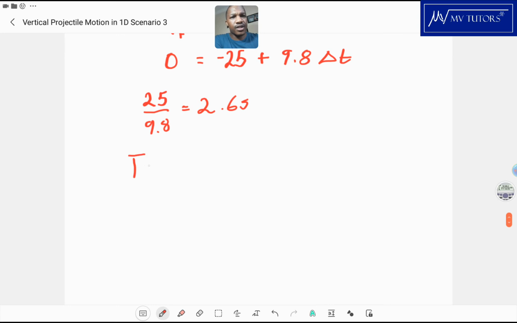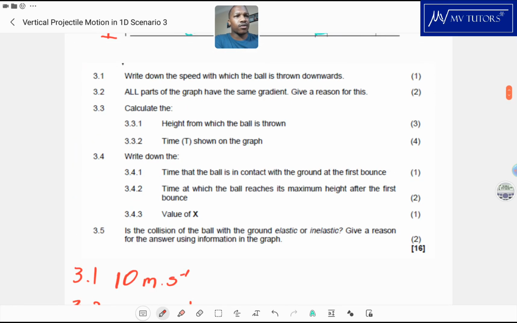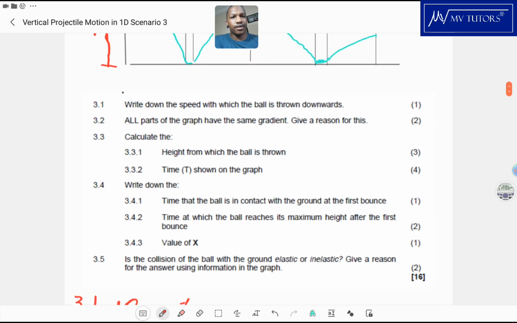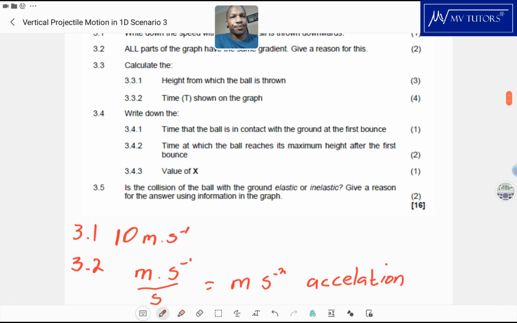So t is equal to 8 plus 2.6, which gives us 10.6 seconds. Okay, that's our final answer. So over there we have that's 8 seconds, that's 10.6. That's it. All right, now what's our next question?